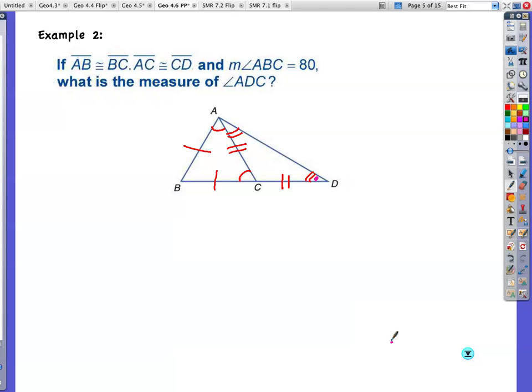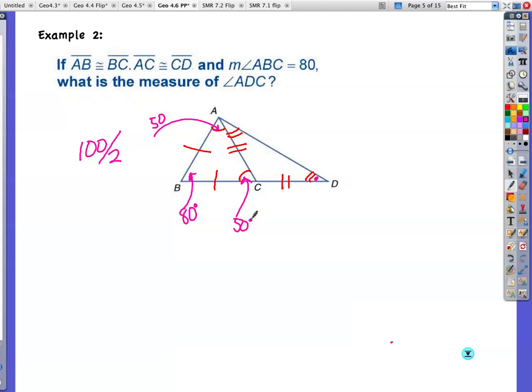Okay. They do tell us that ABC is 80, so I've got a little piece of the puzzle. Now we start in. I have 180 degrees. I've used up 80, so I have 100 left divided by 2. This angle right here has to be 50. This angle right here has to be 50.